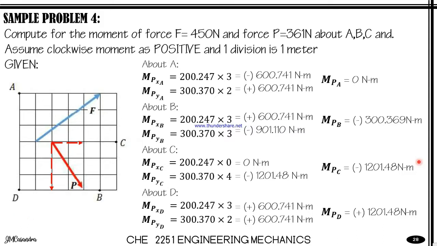If you're going to observe, our computed values are the same as the computed values in your handouts or in your modules. Though the method that we have solved in this video is different from the solution in your handouts, we still arrive at the same values. So it simply means that your forces can be transmitted on any point as long as it is on the same line of action.